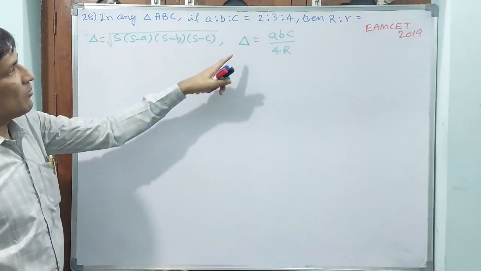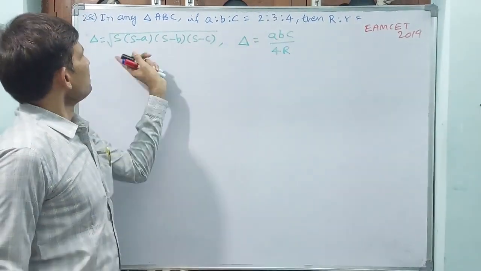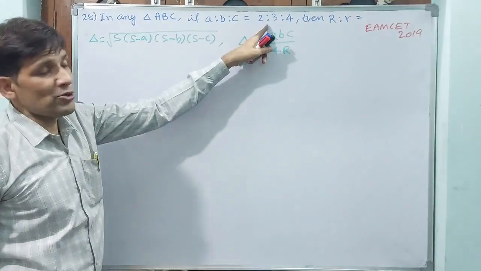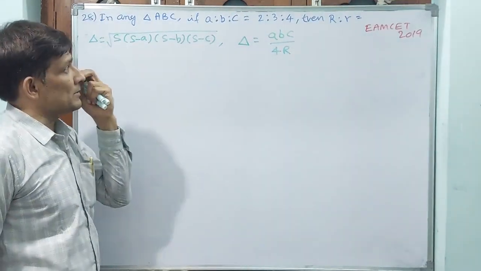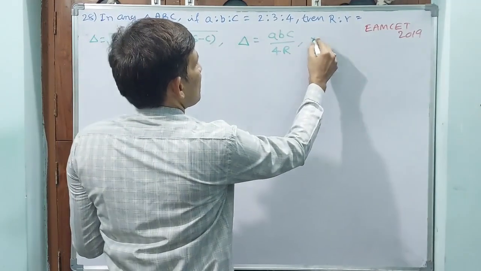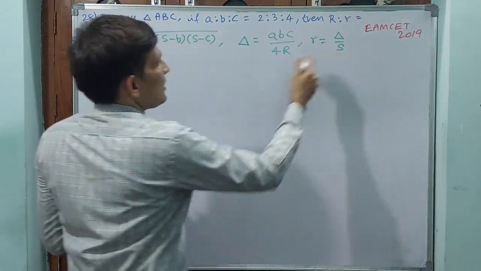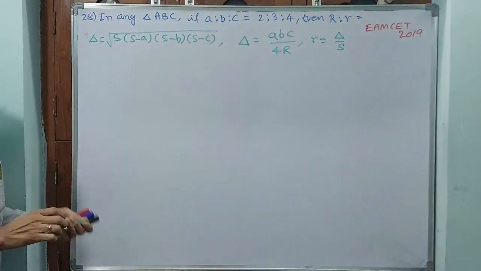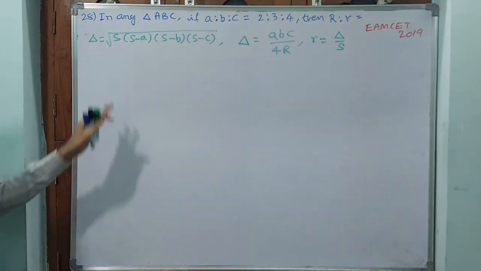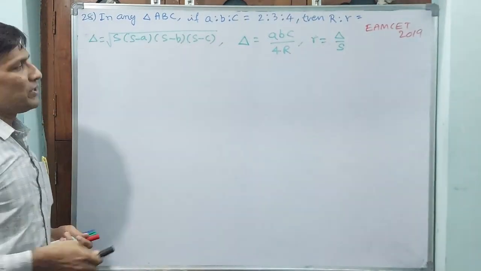Okay, this is the second formula. Why? Because if you have R, you prepare with delta, and you are having A, B, C, so in terms of ratio it will come. We will take that ratio. And what about small r? Delta by S, that's all. You can get S as A plus B plus C by 2. If you know these three formulas, then you can do this question. Let us proceed then.